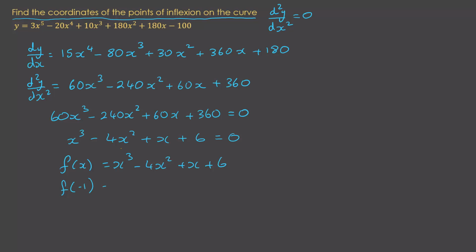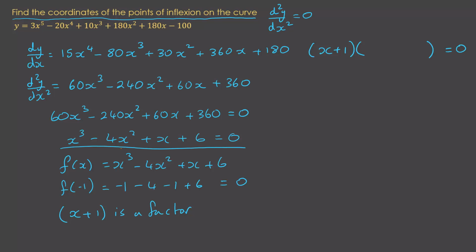f of negative 1 is going to be negative 1, take 4, take 1 plus 6, and that is indeed equal to 0. And by the factor theorem, that tells me that x plus 1 is a factor. Now you can proceed by algebraic division, but what's even quicker than that is just to say, okay, x plus 1 times some quadratic will give me this cubic.